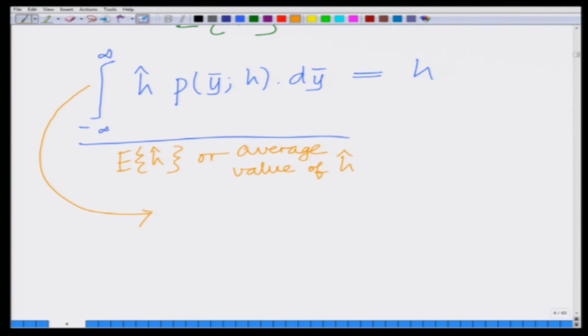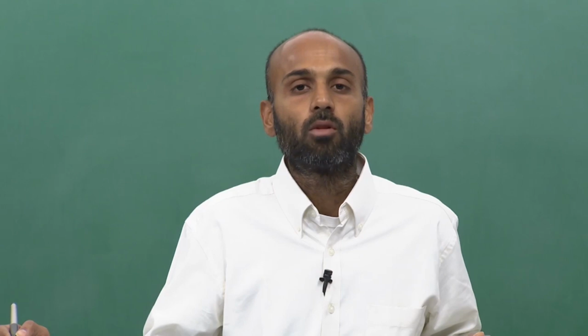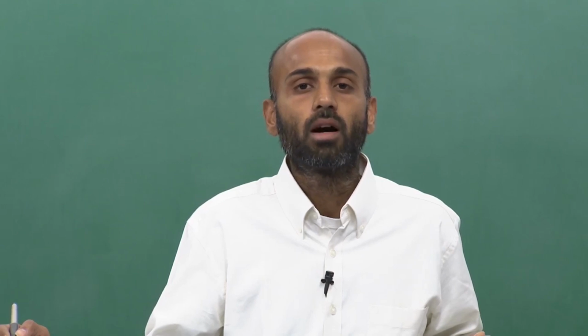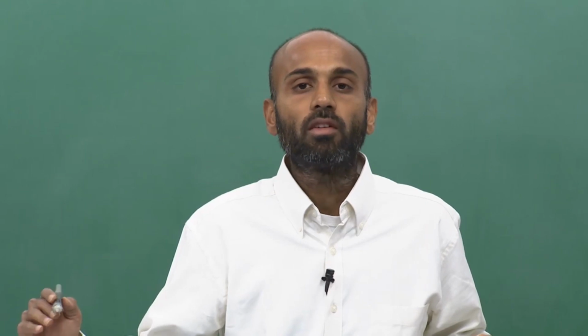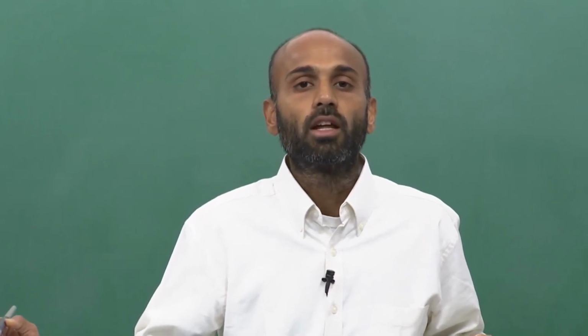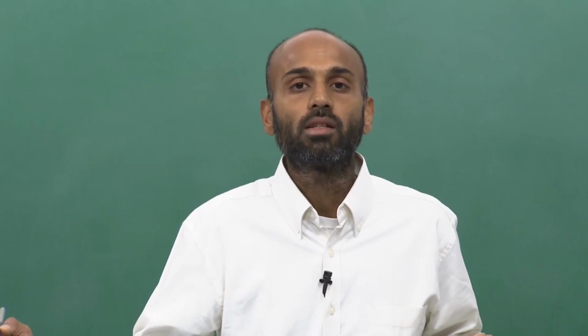So, what we are going to do, again we are considering an unbiased estimator, that is the expected value of h hat is equal to h, which means the integral from minus infinity to infinity of h hat times the probability density function p of y bar parameterized by h, dy bar, is equal to h. Now, we differentiate on both sides with respect to h. Of course, when we differentiate on the right with respect to h, that derivative is 1, because the derivative of h with respect to h is simply 1.